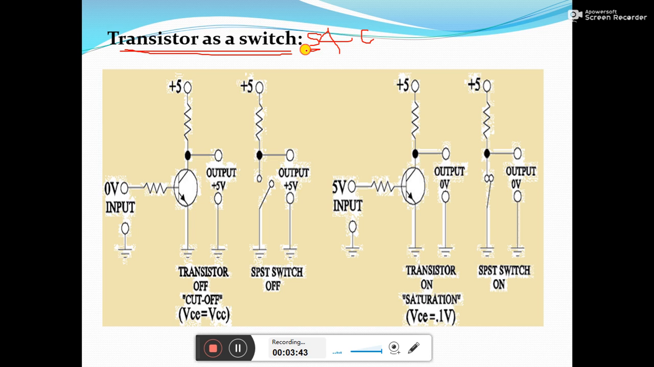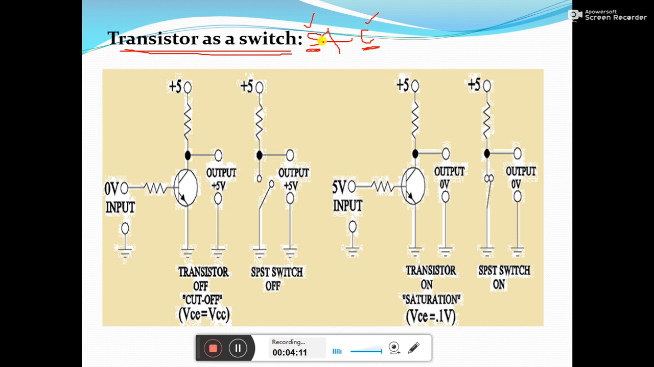Whenever the transistor is operated in saturation region, that means the emitter to base junction as well as the collector to base junction, if these two junctions are forward biased, the transistor is operating in saturation region. And for cutoff region, you should operate the transistor in such a way that both junctions, the emitter to base junction as well as the collector to base junction, are reverse biased.